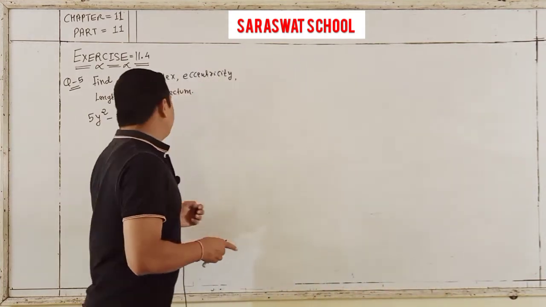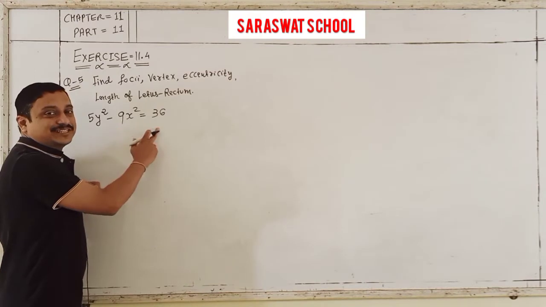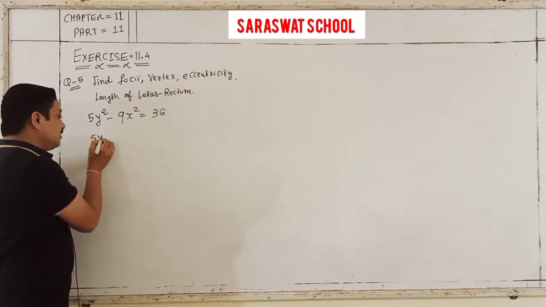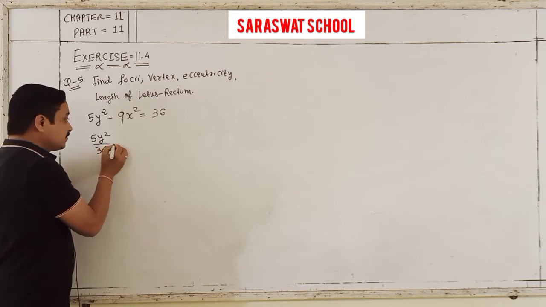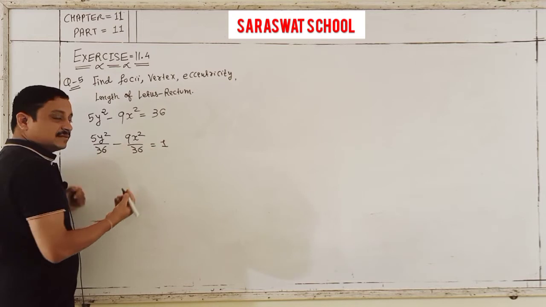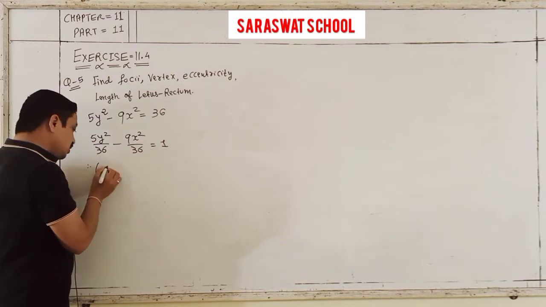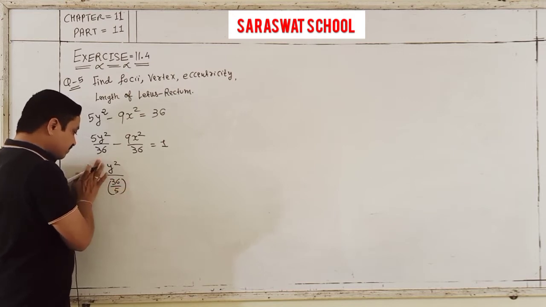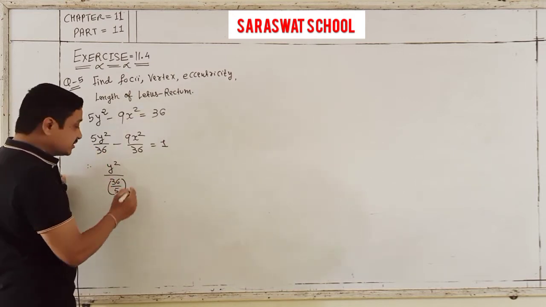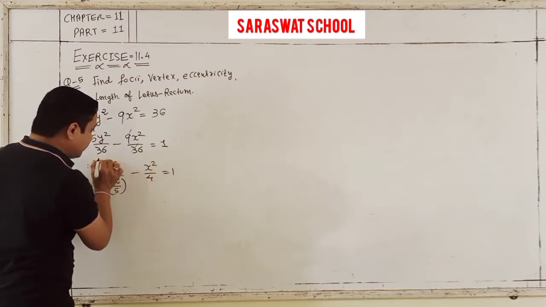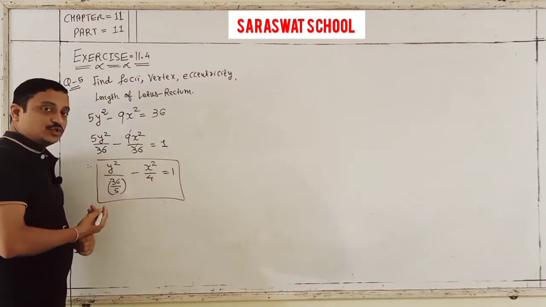Students, here the hyperbola is given as 5y square minus 9x square equals 36. So simply divide by 36: 5y square by 36 minus 9x square by 36 is equal to 1. So you get y square by 36 by 5 minus x square by 4, dividing it out, and we go ahead to the comparison.